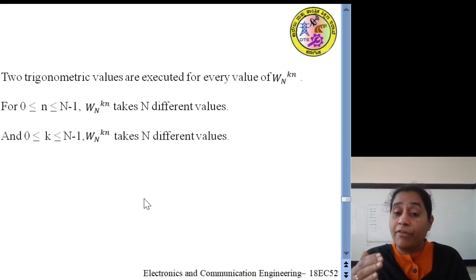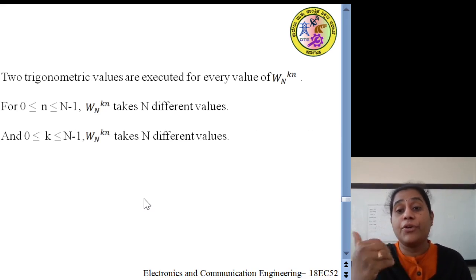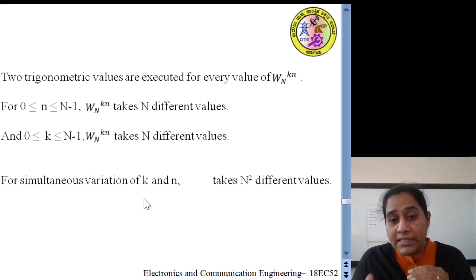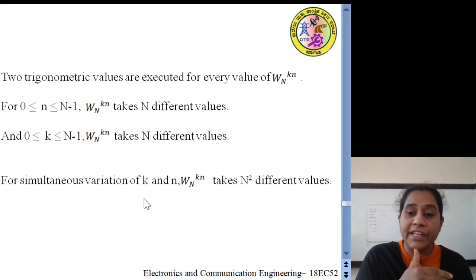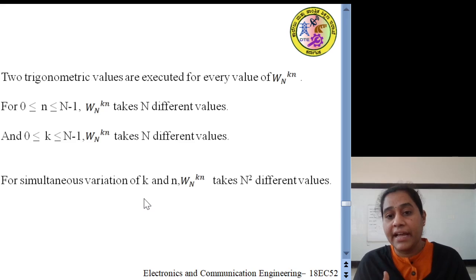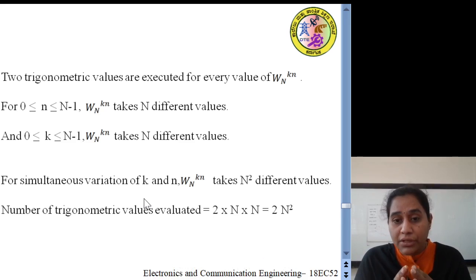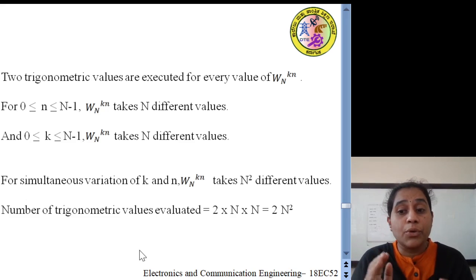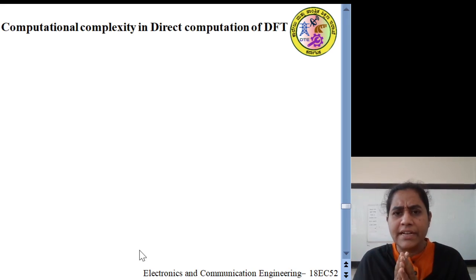And for the value of k varying from 0 to n minus 1, our twiddle factor, Wn raised power of kn, takes n different values. For simultaneous variation of both k and n, our twiddle factor takes n into n, that is n square different values. So the total number of trigonometric values evaluated will be 2 times n into n, that is 2n square. So now let's look at the computational complexity in direct computation of DFT.